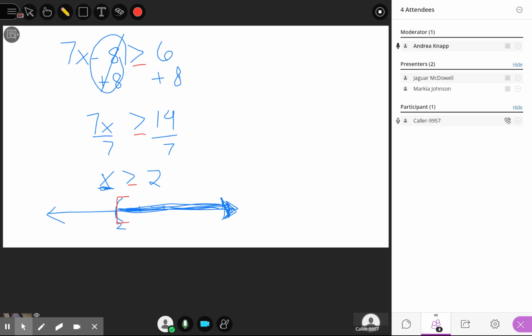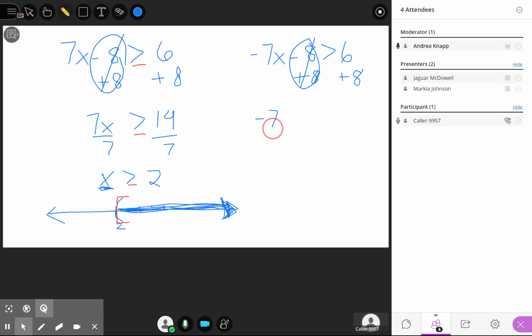Okay, and then I also want to show you how this would be different if we had had to divide by a negative. So let's just change the problem slightly. Let's say we had negative 7x minus 8 is greater than 6 as our problem. We would still add 8 to both sides. So the 0 pair goes away.